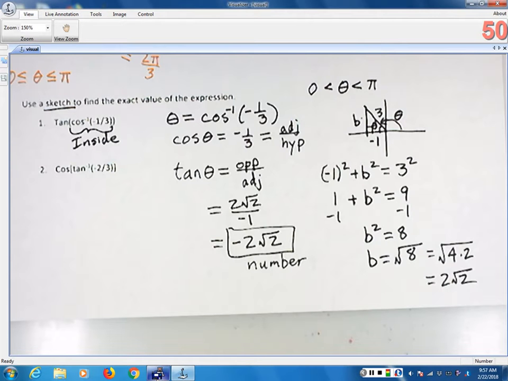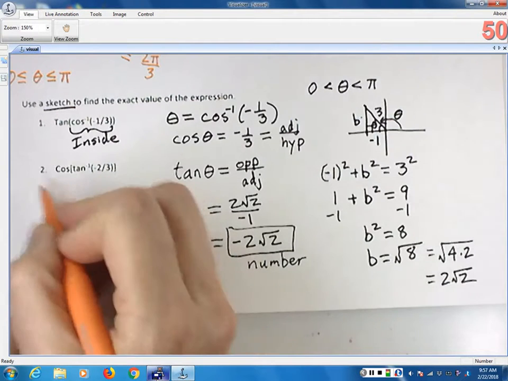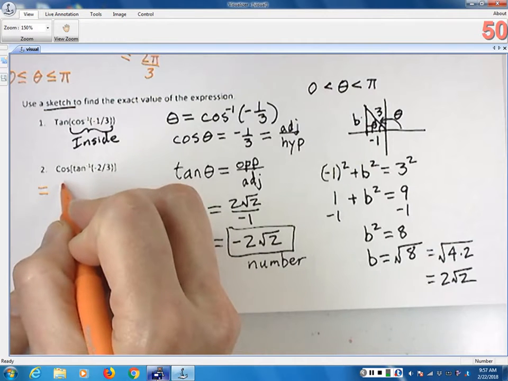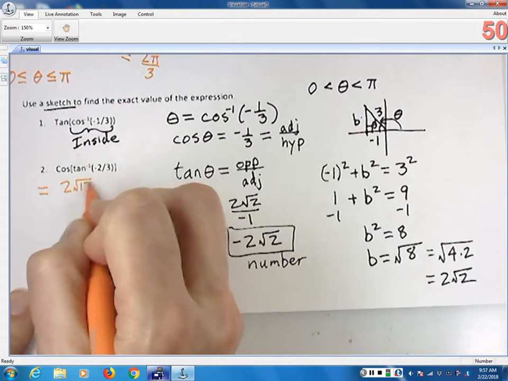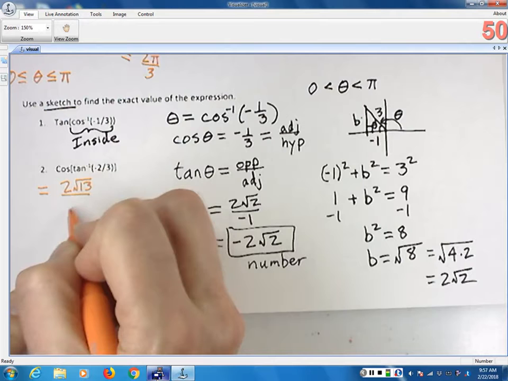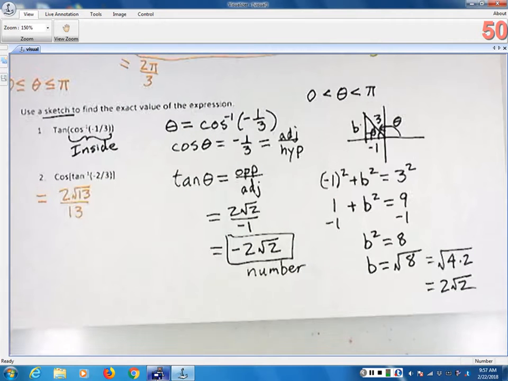So you're going to use these skills when we go to the next section. You get confused between numbers and angles, so that's why I keep emphasizing that. For the next one, I'm going to write the answer down, which would be worth no points without work. The answer is 2 times the square root of 13 over 13. See if you can get that.